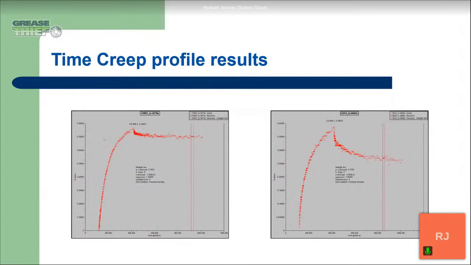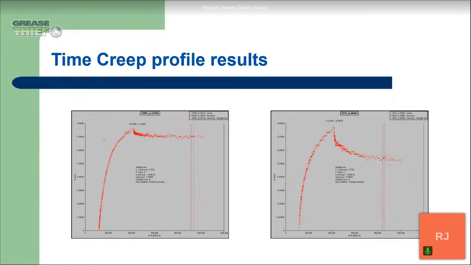Here we have the time creep profile results. So we have two different recoveries shown here. On the left, I think that this one was about 8% recovery, but we can see that the grease recovered a little bit, and the grease on the right had about a 25% recovery. So just showing the difference in what that looks like.